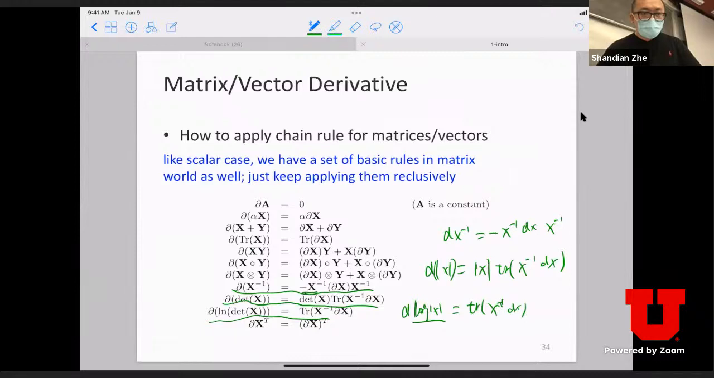But anyway, like the scalar case, for matrix and vector derivatives there are a lot of basic rules that help you reduce the complexity of the problem. You just recursively apply those rules until you get something times dx. And then you merge all the coefficients, vectors, and matrices which multiply with dx. And then you get dy over, finally say, B times dx. Then this B will be your derivative.